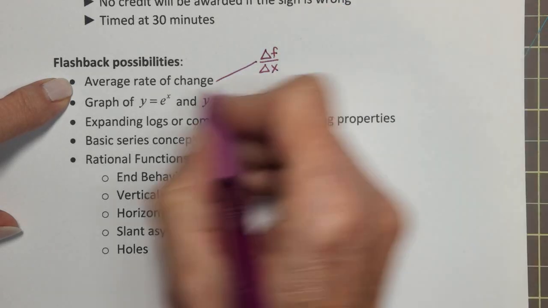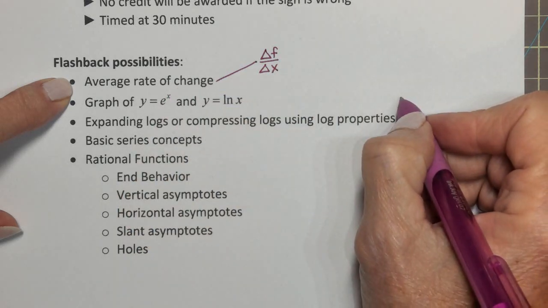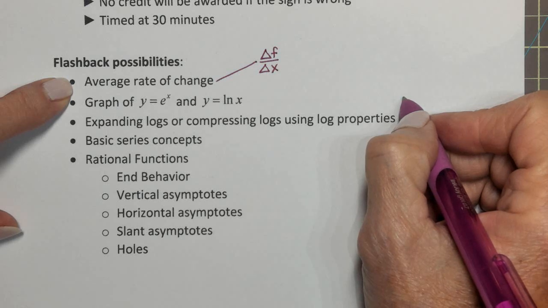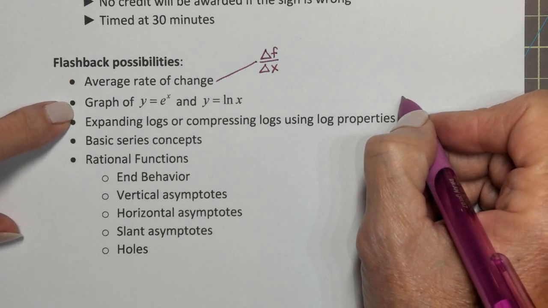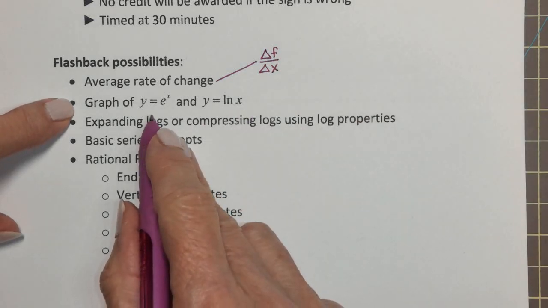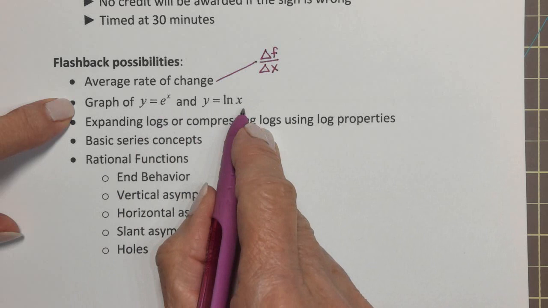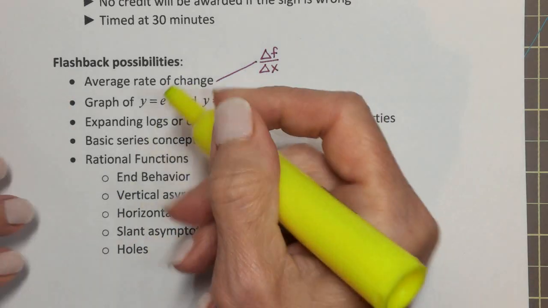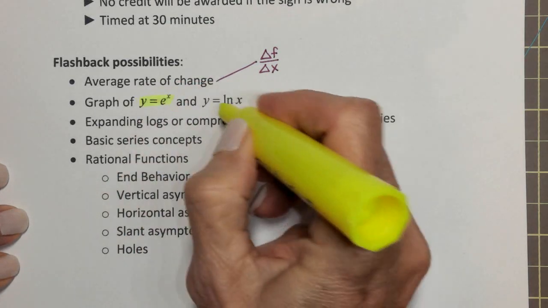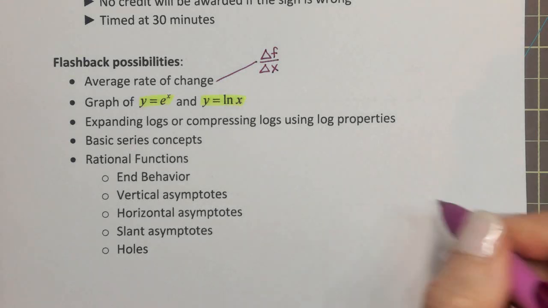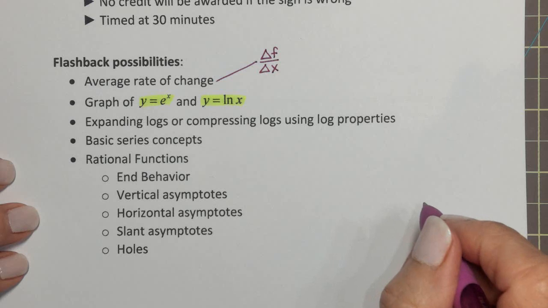Okay. You'll be given 2 x values to find the average rate of change of the function on, for all average rate of change problems. Okay, be familiar with the graph of y equals e to the x and y equals ln x. You guys, it's crucial that you know the shape of these 2 graphs. You don't really need to know all of the many, many transformations, but you need to know those 2 graphs.